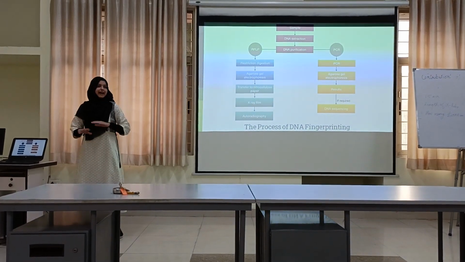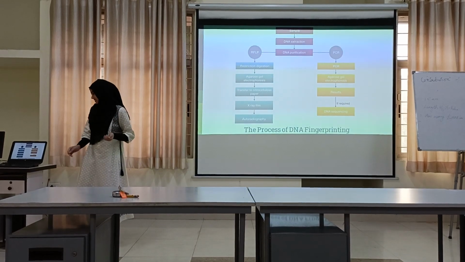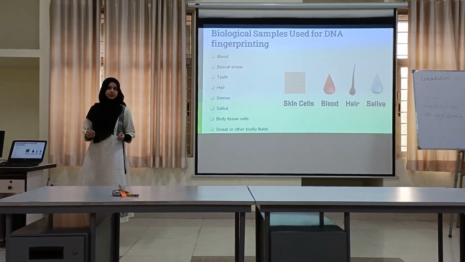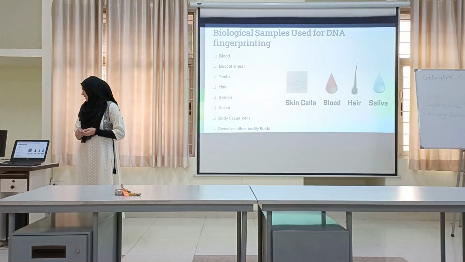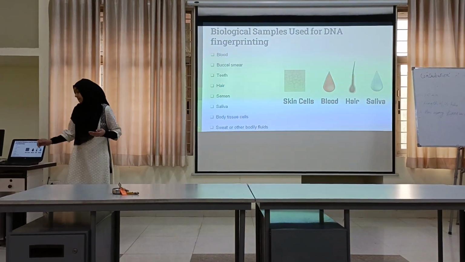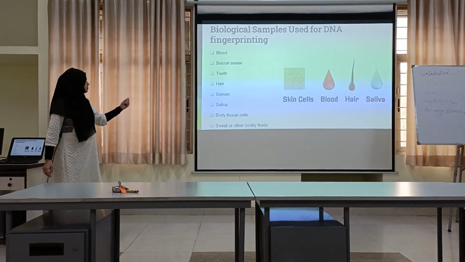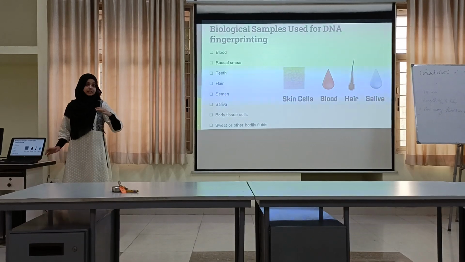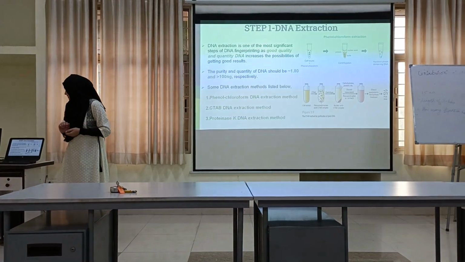Now this was all about the background of DNA fingerprinting. Now we get into the process: what exactly happens in DNA fingerprinting. So before even starting the process, we need to collect biological samples from which DNA is to be extracted. That biological sample can be blood, buccal swab, teeth, hair, semen, saliva, body tissue, sweat, or any other bodily fluids. You can even take the bones of a burned body for DNA fingerprinting, from which DNA can be extracted.